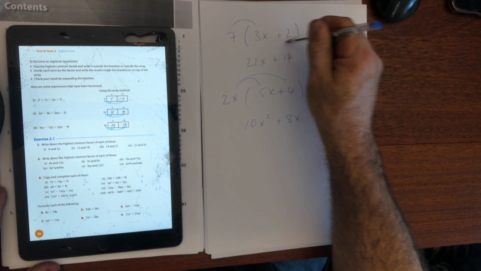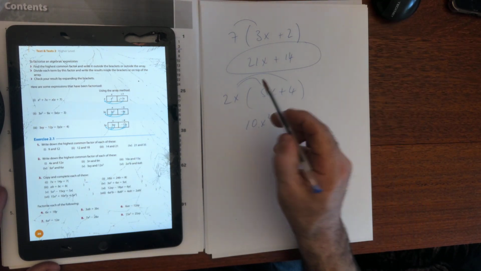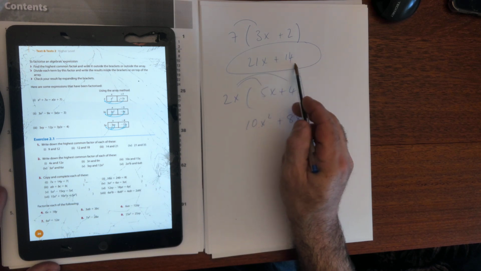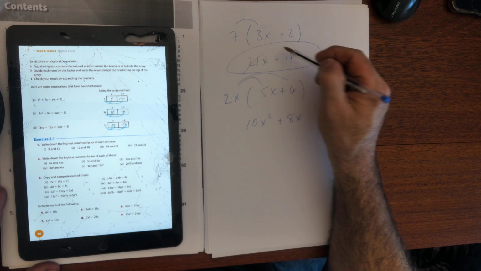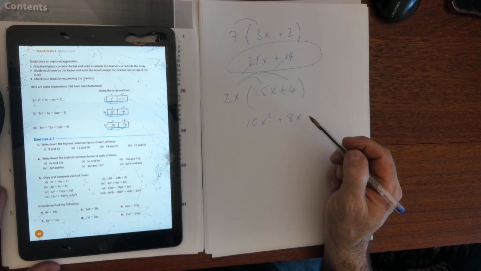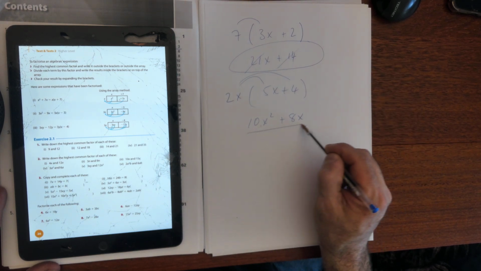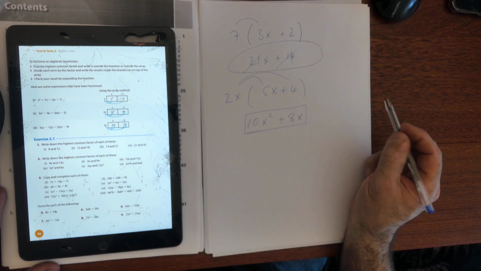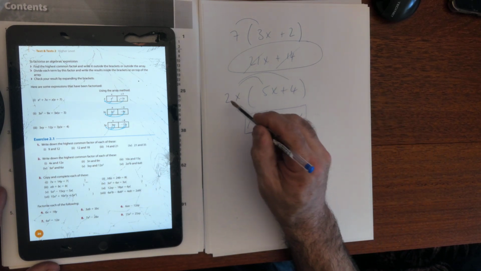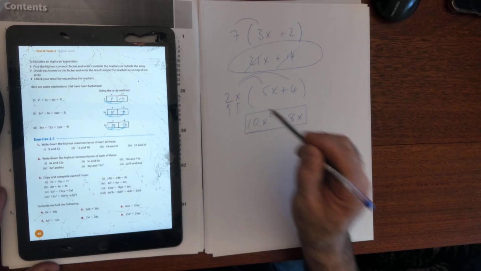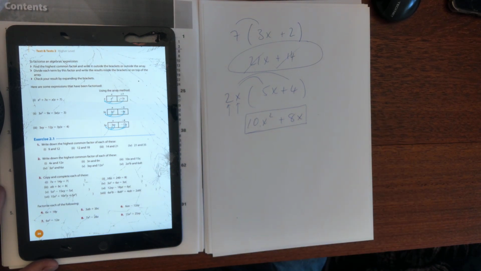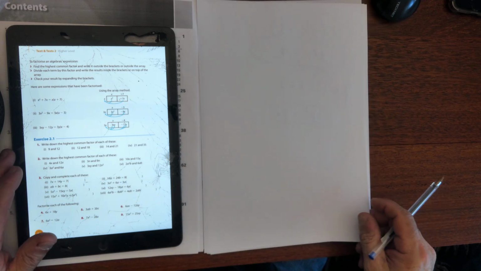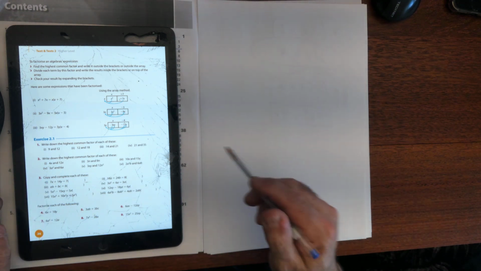So let's study these. This is just a linear expression with a common numerical factor, and this is a quadratic expression but without a constant, and it has both common numerical and common x's, and that's basically what we're studying today. Okay, so let's just jump straight into it. Let's do the three examples given here.